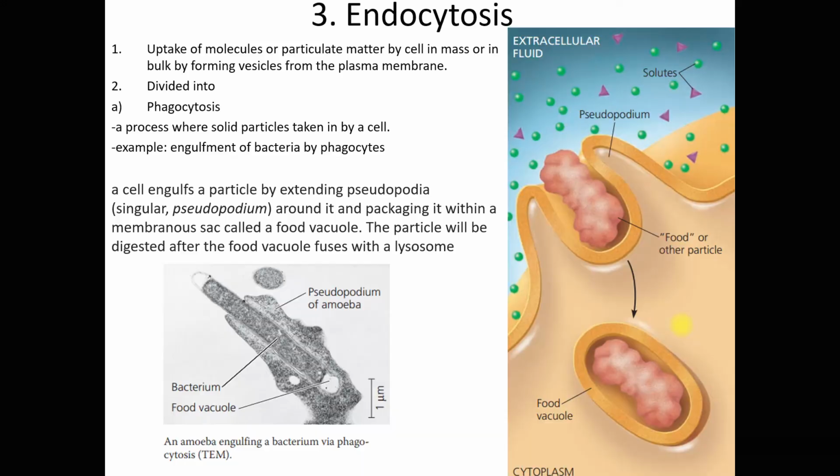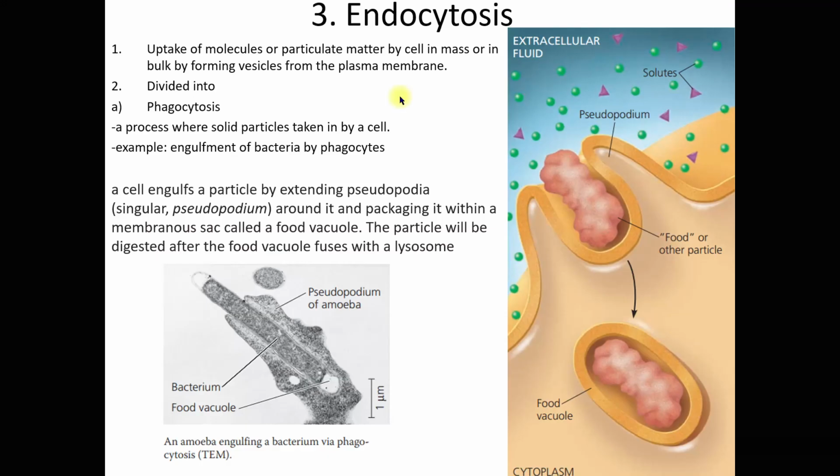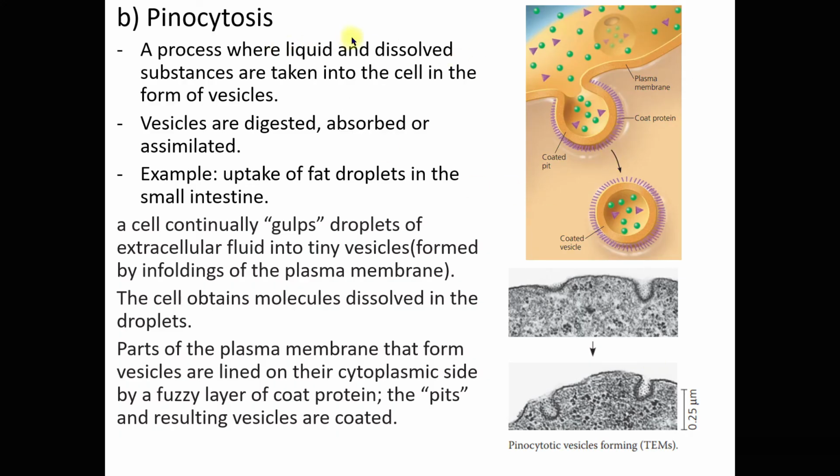Now, another example of endocytosis is pinocytosis. Phagocytosis involves solid particles, right? Phagocytosis involves the taking in of solid particles into the cell. Now, pinocytosis involves liquid or dissolved substances taken into the cell. Now you can see the difference. Okay.